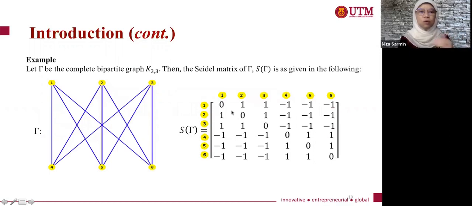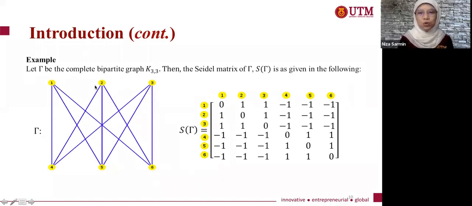So for this complete bipartite graph K33, the Seidel matrix S gamma is given in the following. So we still have 1, 2, 3, 4, 5, 6 as the vertices, and you see 1 is connected to 4, 5, and 6. We put them -1.